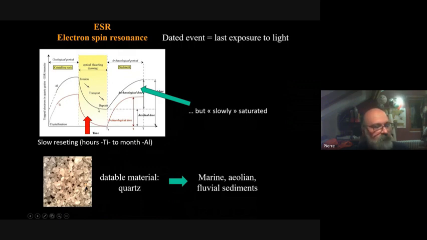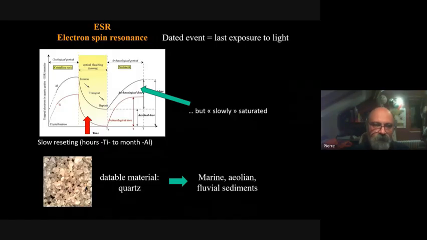But the big advantage of this method with regard to OSL is the curve you have here after the deposit. You see it takes longer to reach saturation. So it allows us to give ages for very, very long periods. For example, using the aluminum center, it's possible to give the age of sediment deposition between 6 million and 100 kiloyears. So you see it's totally different.